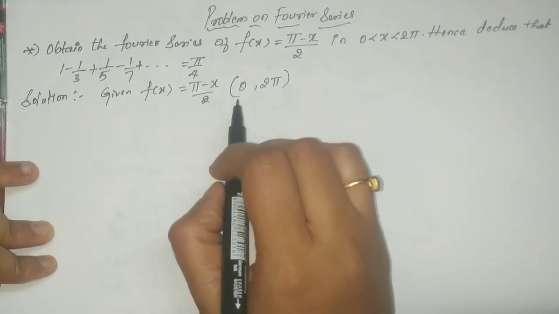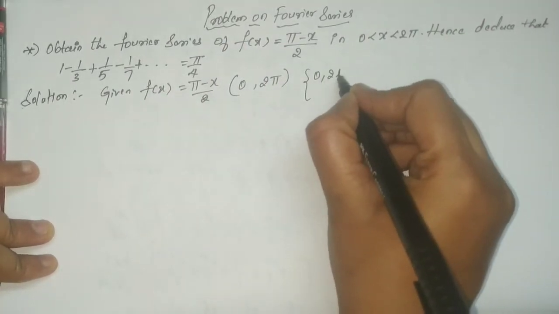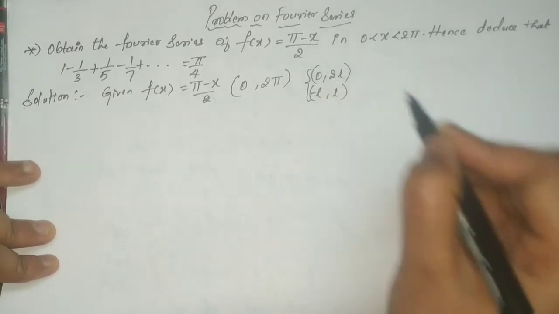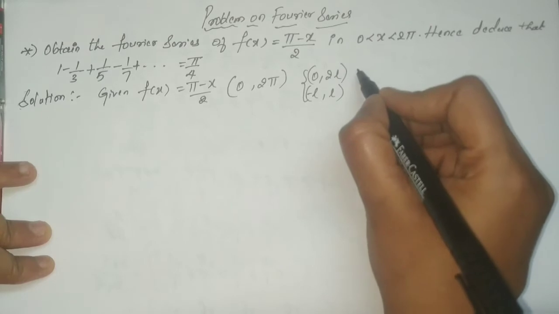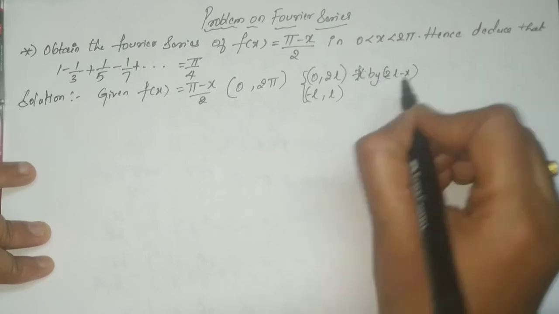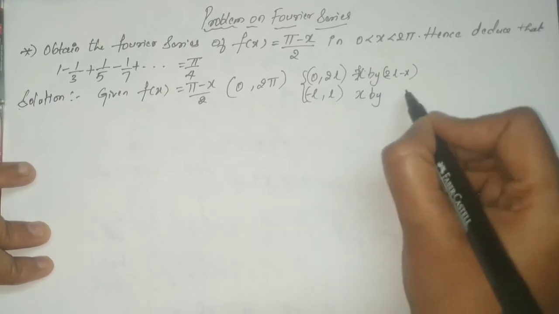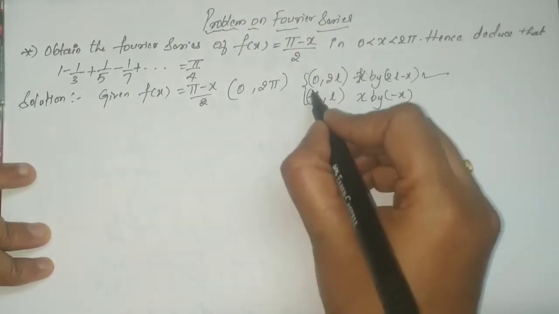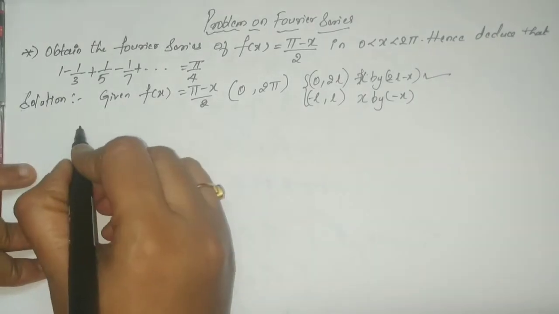To check whether the function is even or odd, we have two limits. One is of the form 0 to 2l and the other is of the form minus l to l. These are the two standard intervals we have. So when it is 0 to 2l of this type, you have to replace x by 2l minus x. If you have an interval of this form minus L to L, then you have to replace x by minus x. Since our given interval is of first type, I am going to replace x by 2L minus x. So for that you should know what is L.